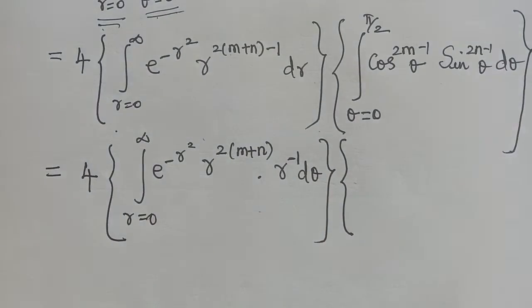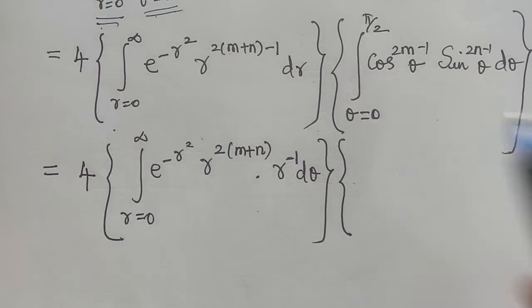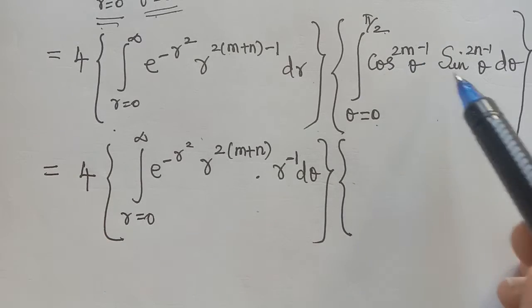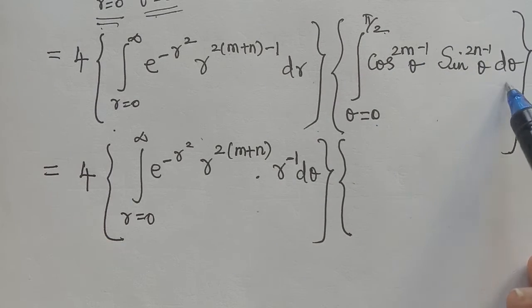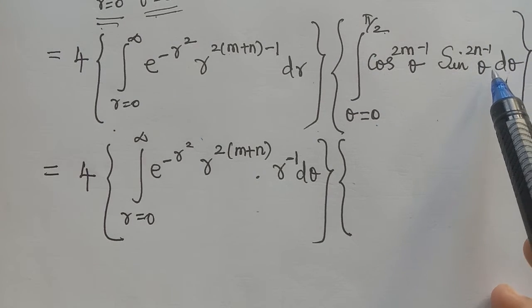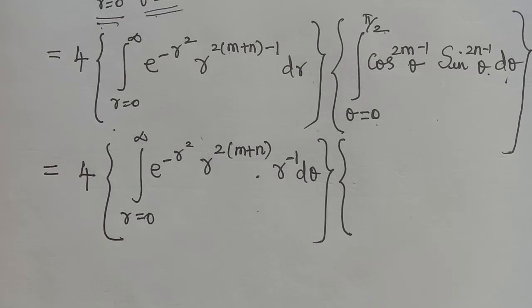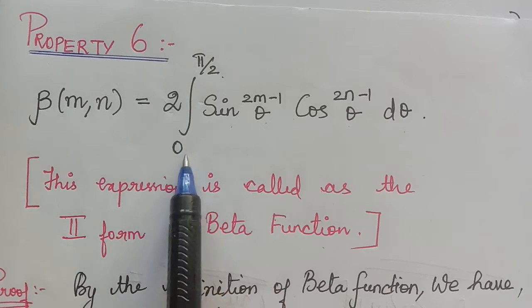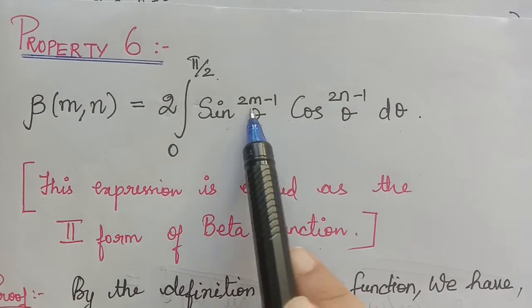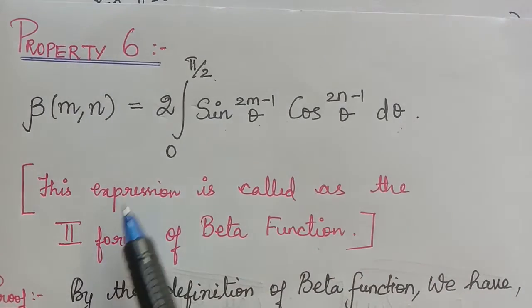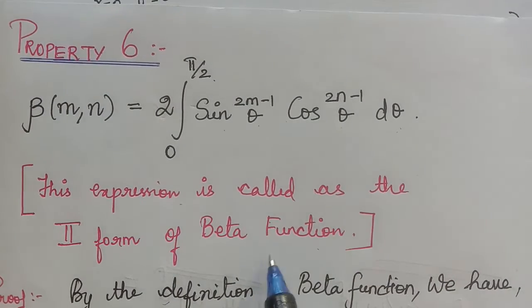The other integral, what happens is, we have already seen under property 6, that is integral 0 to pi by 2 cos power 2m minus 1 theta sine power 2n minus 1 theta d theta. We have already seen this property and we have learned that it is equal to beta of m comma n. So under this we have learned that beta of m comma n is equal to twice integral 0 to pi by 2 sine power 2m minus 1 theta cos power 2n minus 1 theta d theta. So we are going to use this expression which is known as the second form of beta function.